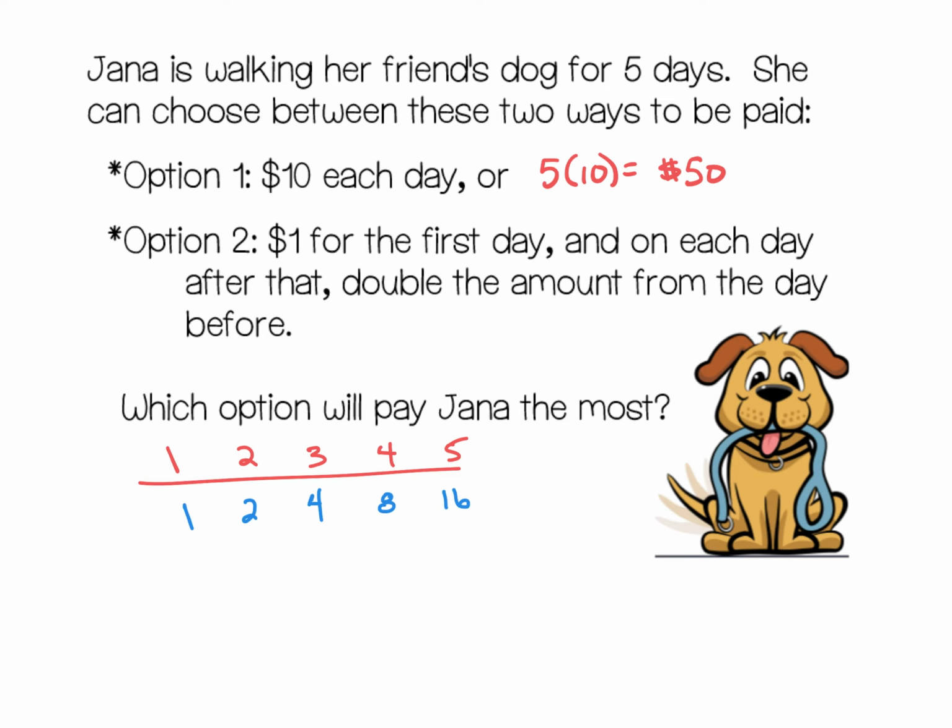Okay, now I'm not making $16. I need to add all this together. So I have 1 plus 2 plus 4 plus 8 plus 16. So this would be a total of 31. So option 1 would definitely be better. Even though we're doubling for option 2, option 1 would be our best bet.